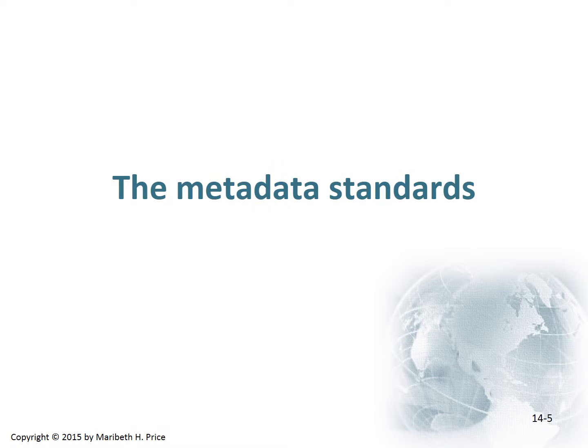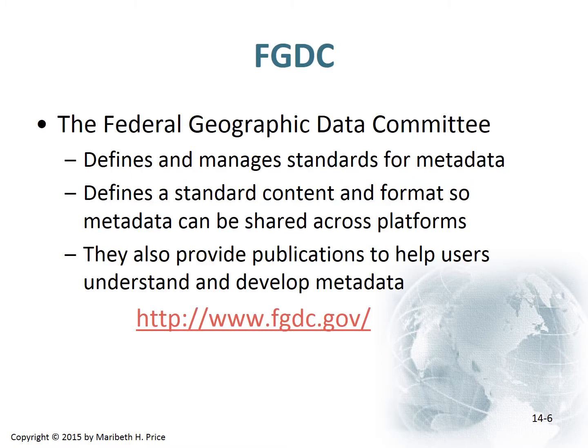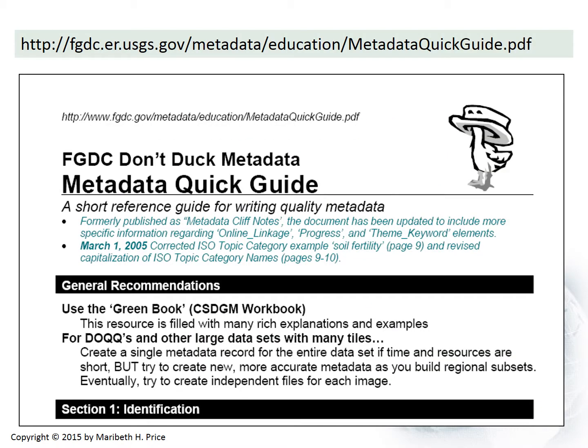Talk a little bit about metadata standards, but we're not going to dwell on these topics too entirely much. First is the FGDC, or the Federal Geographic Data Committee. They define and manage standards for metadata. They define standard content and format so that it can be shared across platforms. This is incredibly important because it allows metadata to be formatted for one software and still be accessible in another software. You can check out these PDFs if you want to learn more about it.